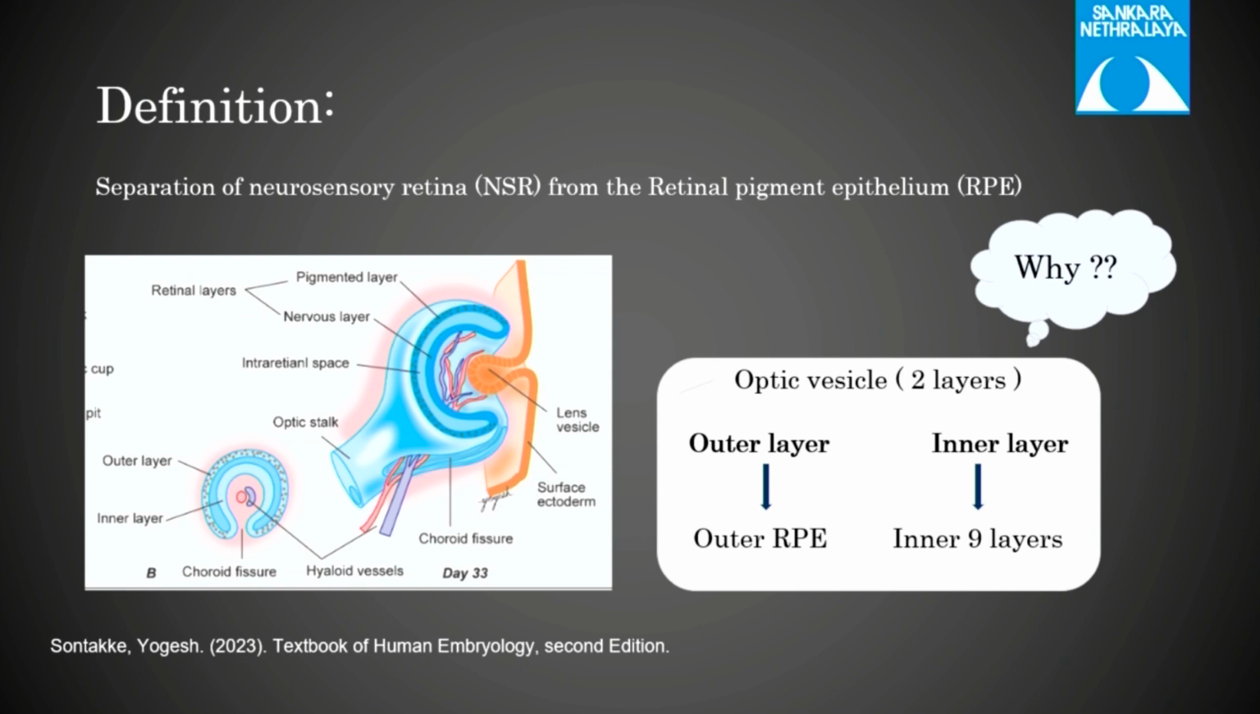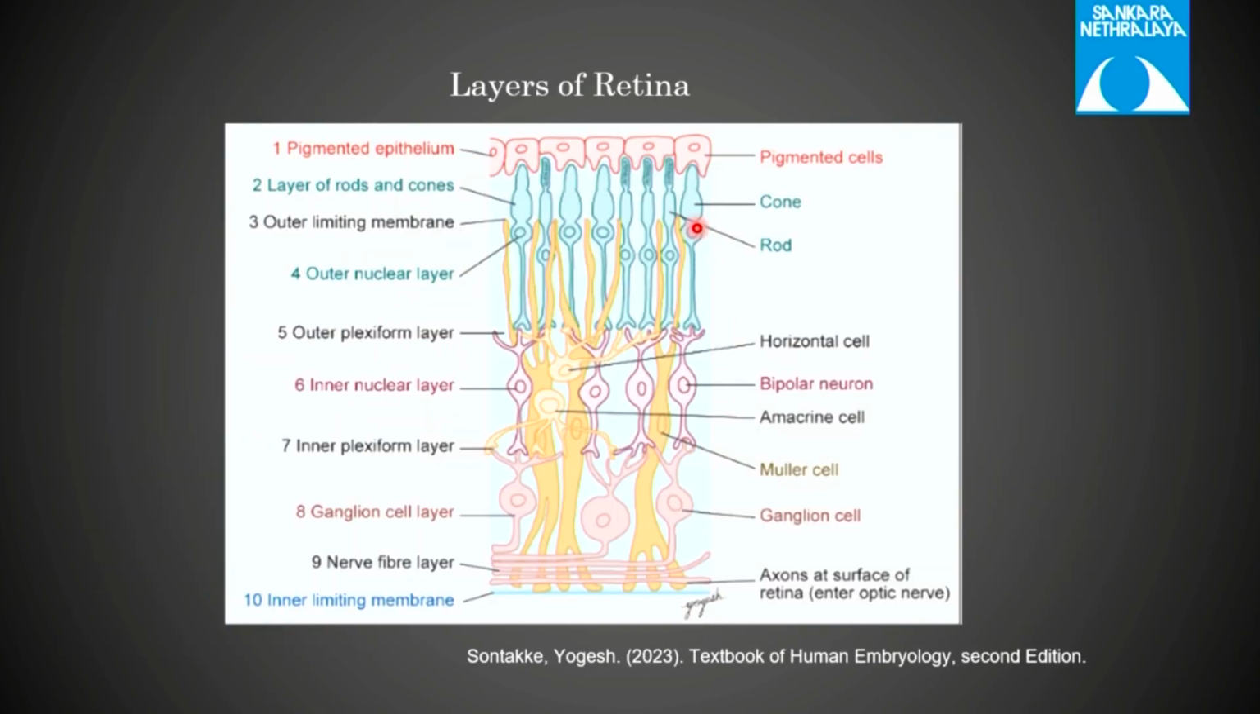What is retinal detachment? It is a separation of the neurosensory retina from the retinal pigment epithelium. As you know, there are 10 layers of the retina, and the outermost layer is the retinal pigment epithelium, and the other inner 9 layers are called the neurosensory retina. When these 9 layers separate from the retinal pigment epithelium, this is called retinal detachment.